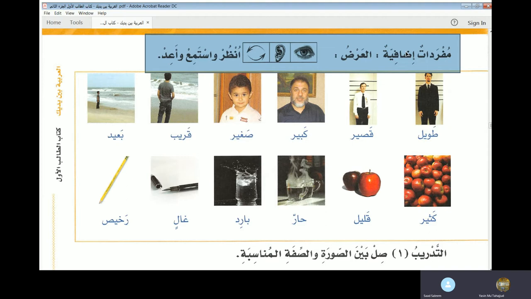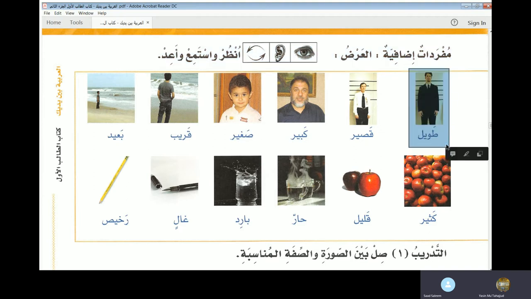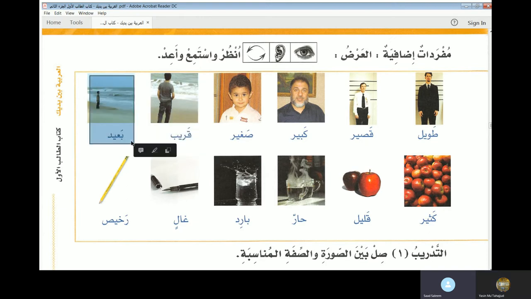Okay. And then we have antonyms, opposites. Okay. Tawil is tall. Qasir, short. Kabir, big. Saghir, small. Baid, far away. Qarib means near. Qarib, near. Baid, far away. Oh, qarib is near? Okay, near. Okay, qarib near, baid far. Okay. Kathir, many, a lot. Qalil, a little.